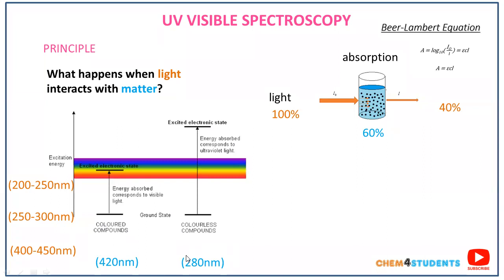So what is lambda max? Lambda max is the wavelength at which maximum absorption takes place. So in this case, 420 is the lambda max for these colored compounds, and 280 nanometers is the lambda max for colorless compounds. Here in UV visible spectroscopy, we are discussing electronic transitions.